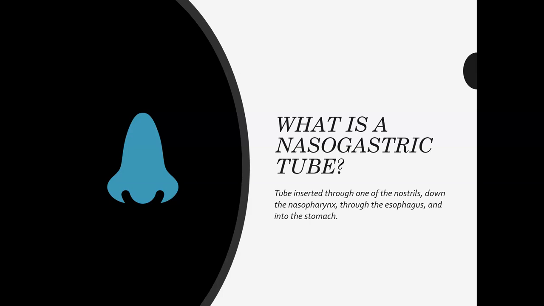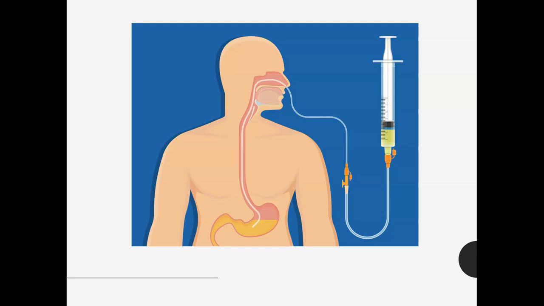Okay, so what is a nasogastric tube? This is a tube inserted through one of the nostrils, down the nasopharynx, through the esophagus, and into the stomach. So it's a tube going from the nose to the stomach, so naso for nose and gastric for stomach. All right, and then here is just a picture. You can see where the tube goes in through the nose, nasopharynx, and down into the stomach there.